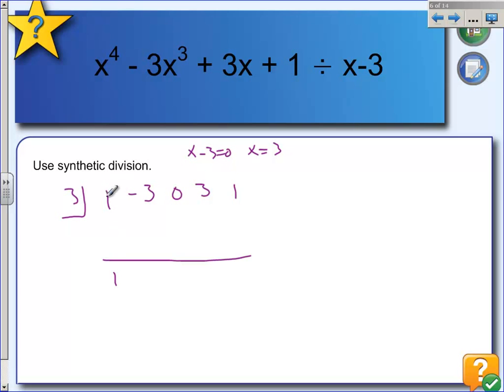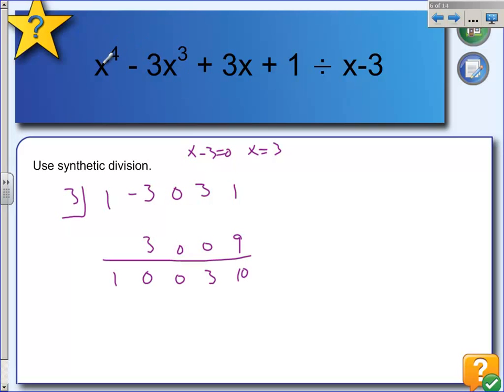So the first step is you just bring down the first coefficient and then we multiply. 3 times 1 is 3. We put that product right there and then we add. Negative 3 plus 3 is 0. 3 times 0 is 0. 0 plus 0 is 0. 3 times 0 is 0. 3 plus 0 is 3. 3 times 3 is 9. 1 plus 9 is 10. Multiply, add, multiply, add. And this is our answer.